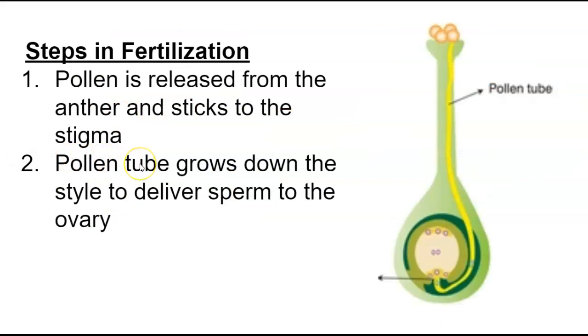All right, so second step. Pollen tube grows down the style to deliver the sperm to the ovary. Fun fact, if you eat corn on the cob, you know all those little stringy corn silk pieces? Those are all pollen tubes. So those were all to deliver the pollen to the kernels so that the kernels of corn could be produced and that you could eat them.